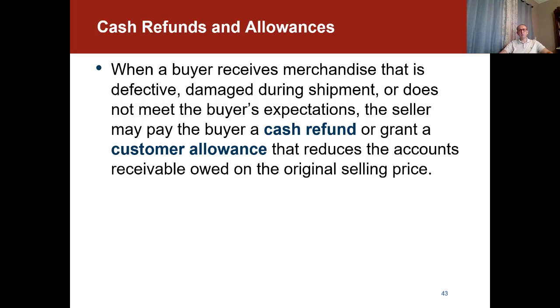Now let's talk about cash refunds and allowances. When a buyer receives merchandise that is defective, damaged during shipment, or does not meet the buyer's expectation, the seller may pay the buyer a cash refund or grant a customer allowance. That reduces the accounts receivable owed from the original selling price. However, for the sake of this class, I'm skipping the part for making these estimates and making the cash refunds and customer allowances in the case of a sale. In the case of a purchase, we've seen how this is done.